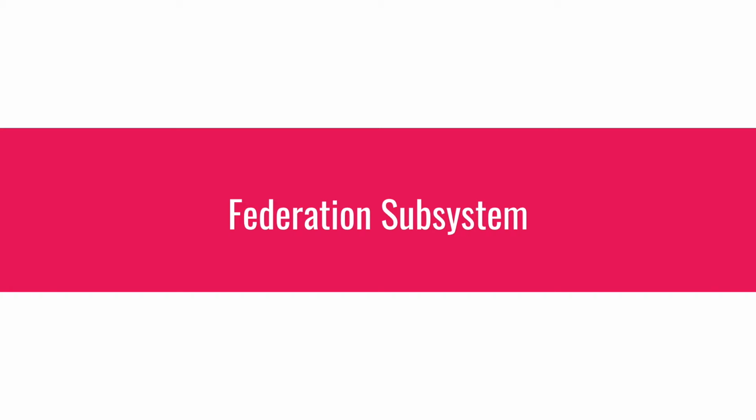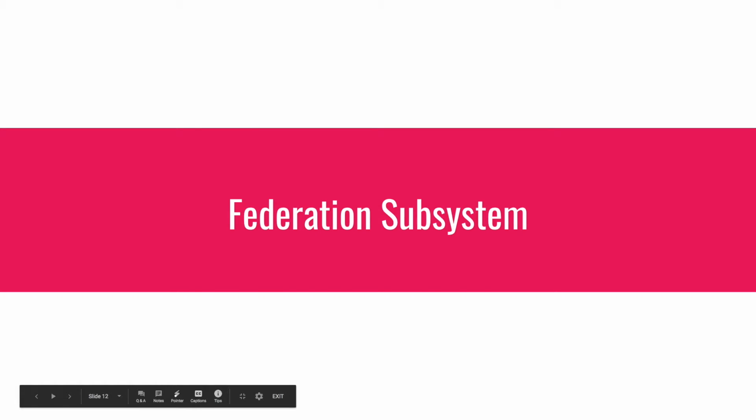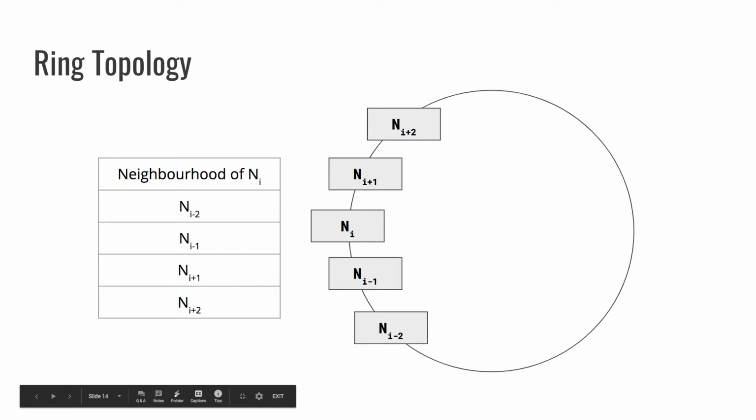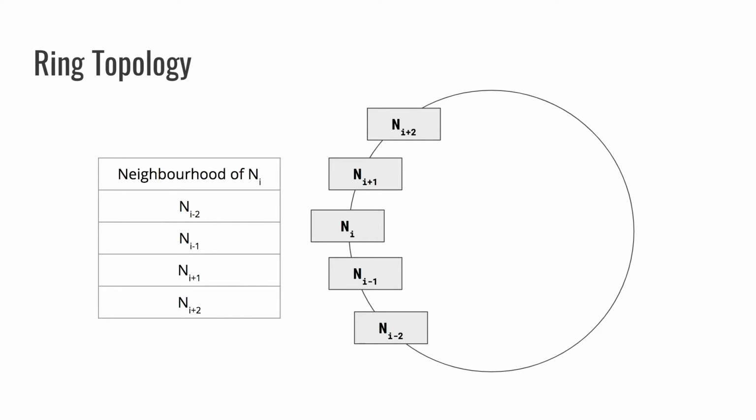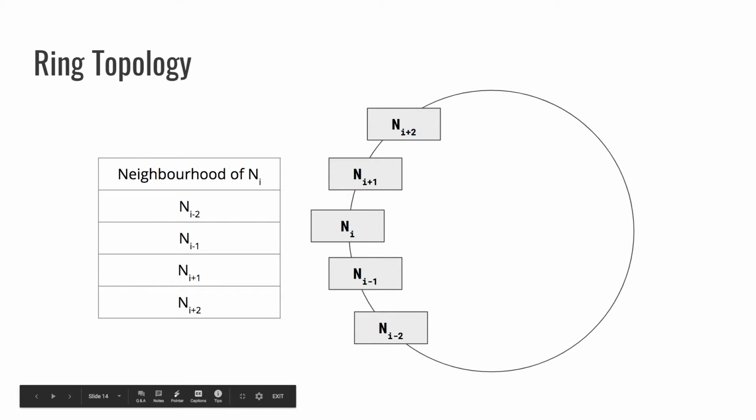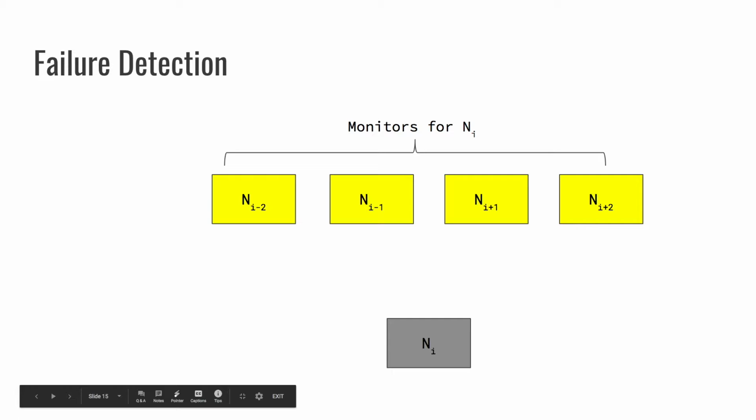Now let's take a look at each subsystem in more detail. First, the federation subsystem. As alluded to before, the role of the federation subsystem is to provide consistent membership, failure detection, routing, and leader election. In Service Fabric, nodes are laid out in a virtual ring like this. Each node keeps a list of its direct successors and predecessors. This is called a neighborhood. The neighborhood is used as monitors for that node.